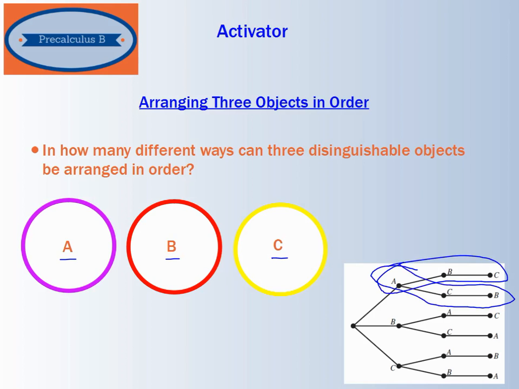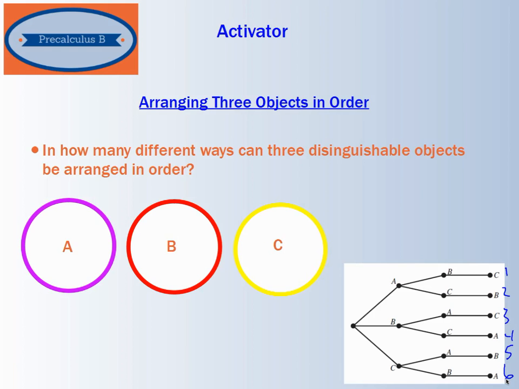We could start with B. We could go red, purple, yellow. Or we could go red, yellow, purple. So each of these is a different kind of path we could take. And if we look, we end up having, let me clear that off, we end up having 1, 2, 3, 4, 5, 6 distinct possibilities.